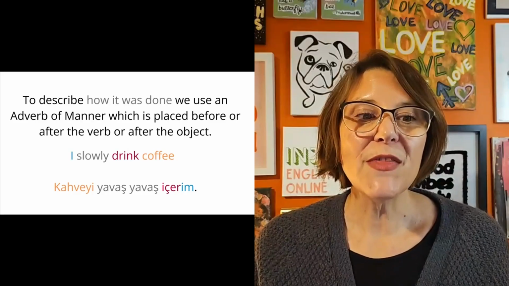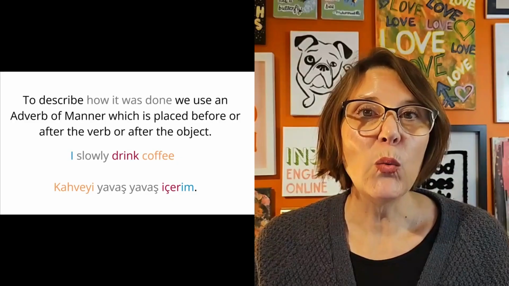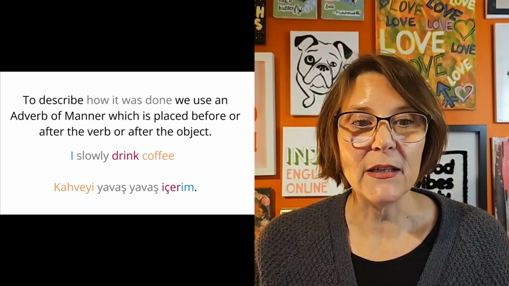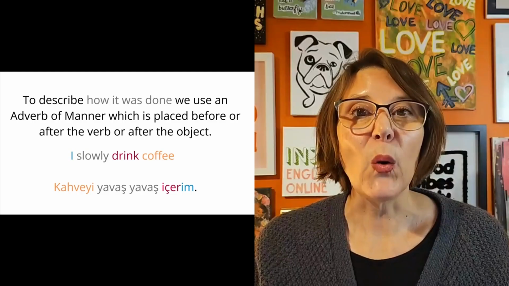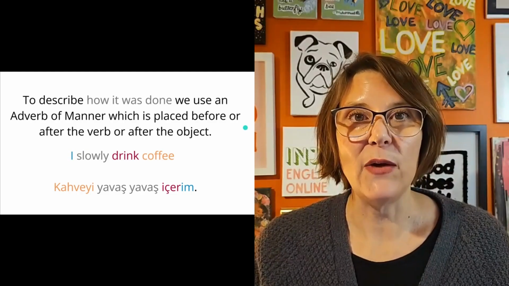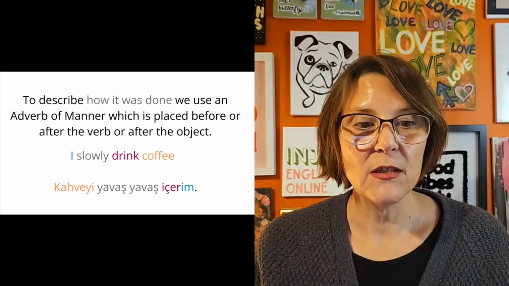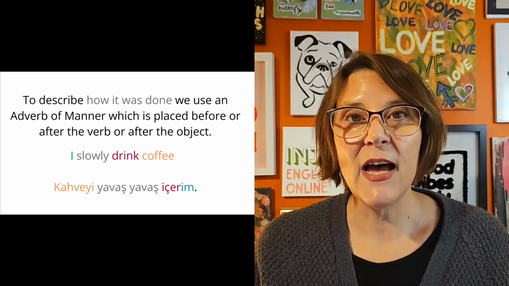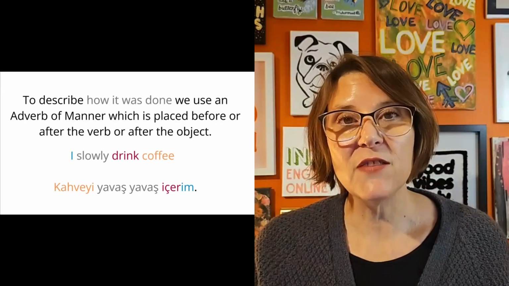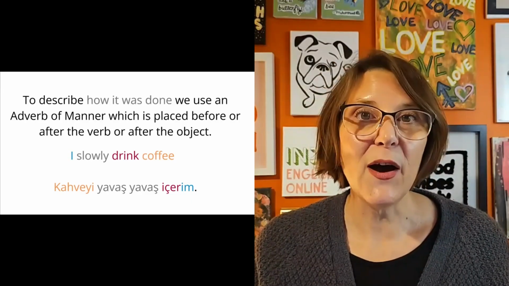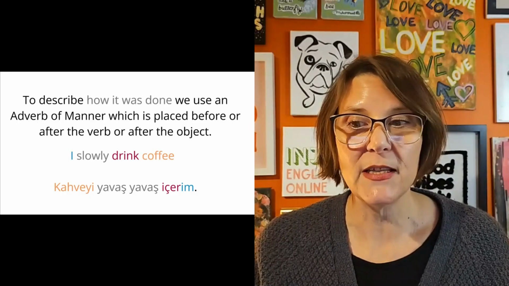Now, let's start with how it was done. To describe how something is done, we will use an adverb of manner, which is placed before or after the verb or after the object. In my example, I slowly drink coffee. Turkish, yavaş yavaş kahve içerim. With the Turkish, we're putting the adverb of manner in between the object and the verb. Not like English, it's between the subject and the verb.